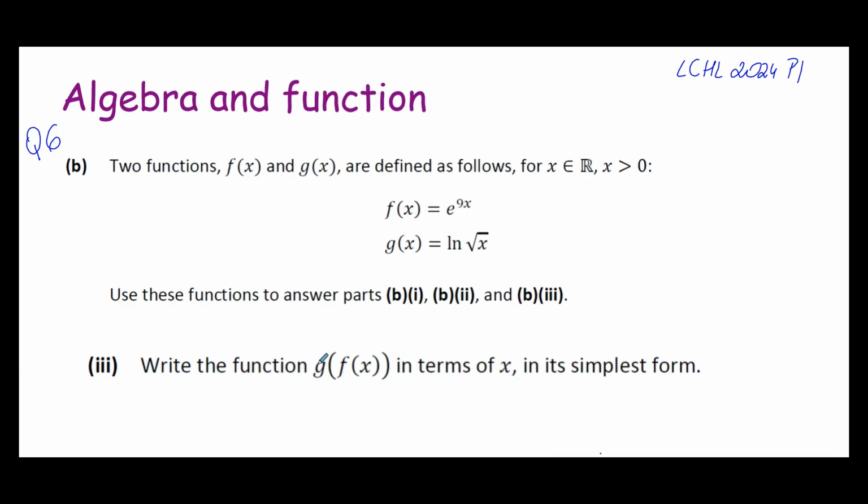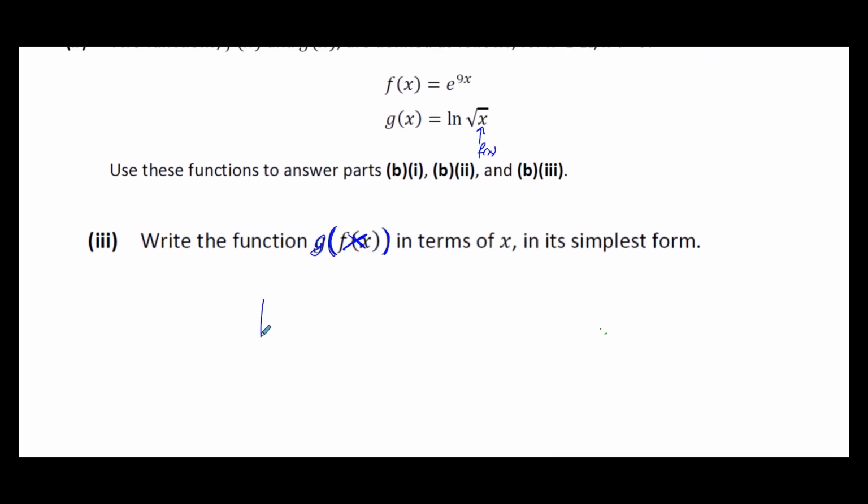What does that mean? Normally, I have g, and in bracket here, what do we have? X, isn't it? But they are saying, no, no, no. In place of x, sub in function f of x. That's basically what it means. Okay, so let's do that. So that means ln, and instead of x here, we're going to put e to the power of 9 over x. Okay, so first thing is done, but now we have to do it in its simplest form.